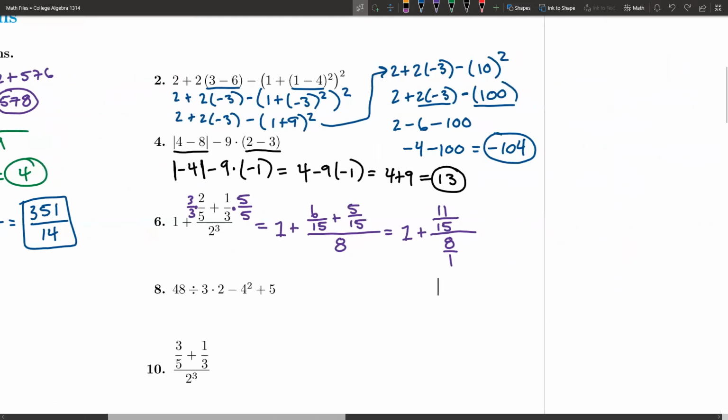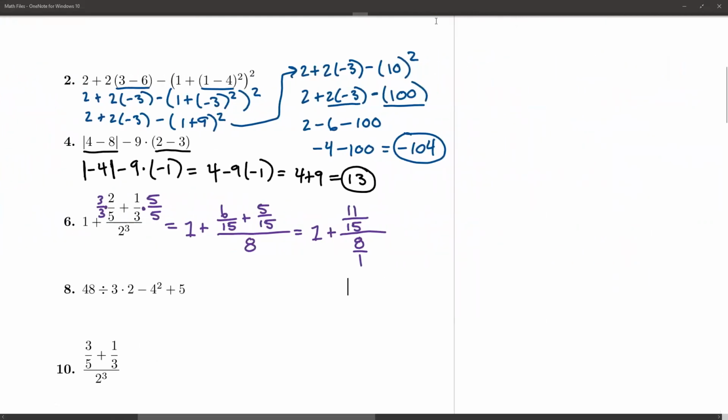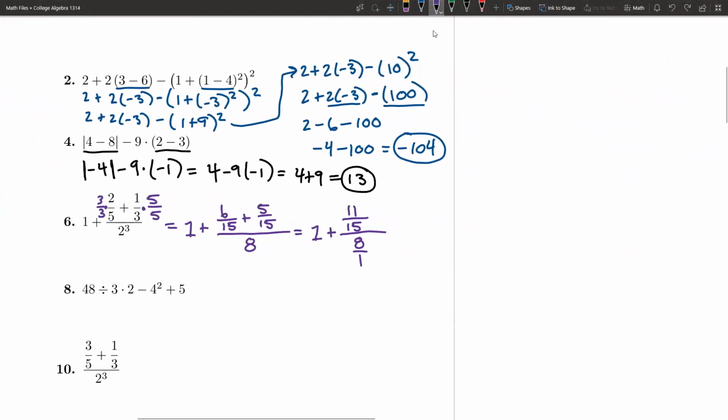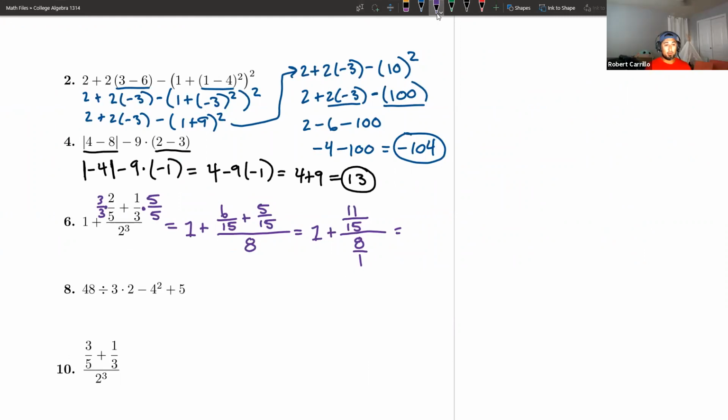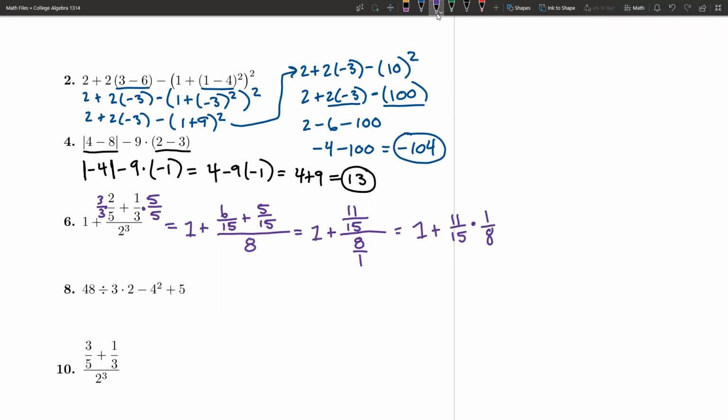Reciprocal? Reciprocal. Good. So this becomes 1 plus 11/15 times the reciprocal of 8 over 1, which is 1 over 8. Good. And now, still following order of operations, we're going to have to multiply these two fractions.